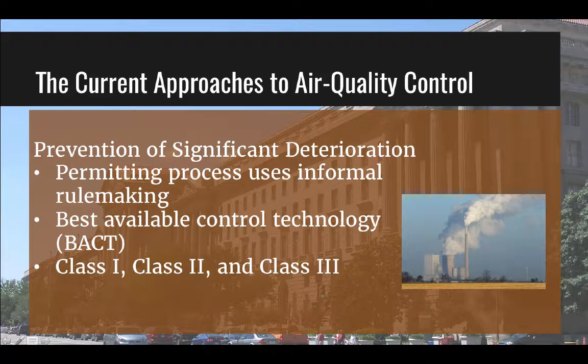Class 1 is the most pristine, and minimal increase is allowed. Class 2 allows moderate degradation, remaining significantly cleaner than the National Ambient Air Quality Standards. Class 3 allows slightly more deterioration from new sources, and in some cases, they're allowed to degrade to the level of secondary standards.